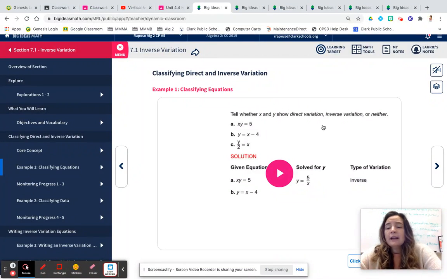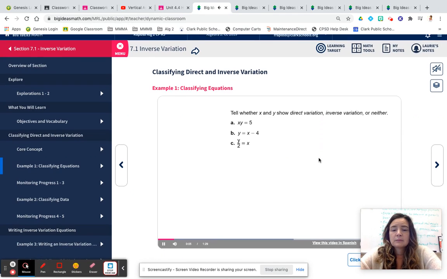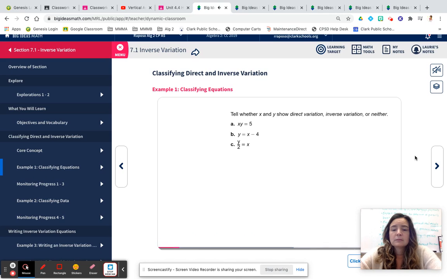Okay? So they want us to, in the first type of problems, classify, say if it is or is not direct variation, inverse variation, or it could just be neither. It's not happening. So let's take a look at this example. Tell whether x and y show direct variation, inverse variation, or neither. A. xy equals 5. B. y equals x minus 4. C. y divided by 2 equals x.